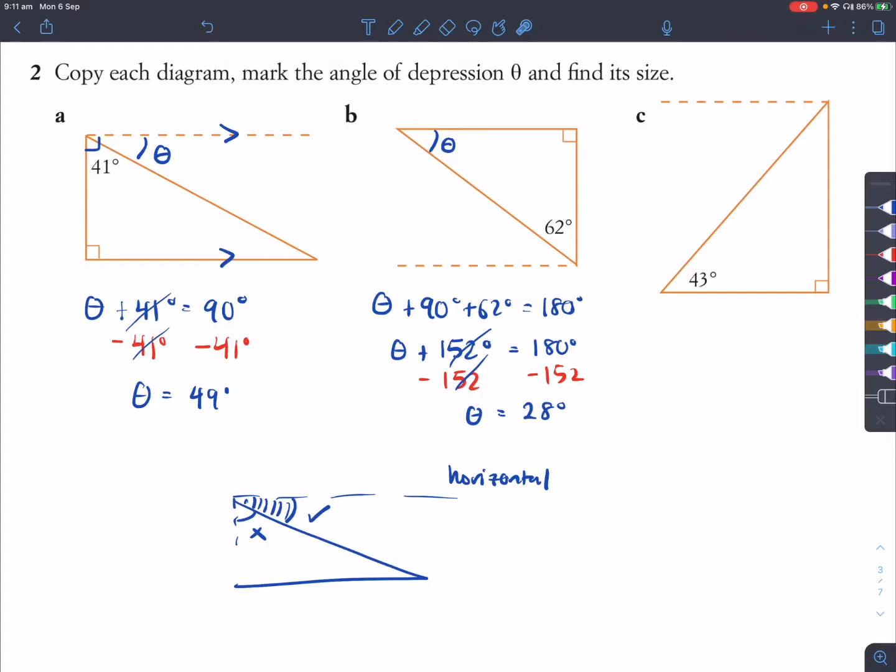Now let's have a look at C. The angle that we're looking for, measured from this horizontal line, is this angle here. That angle is simply alternate to the other angle here, which is 43. So I say theta equals 43 degrees, based on alternate angles.